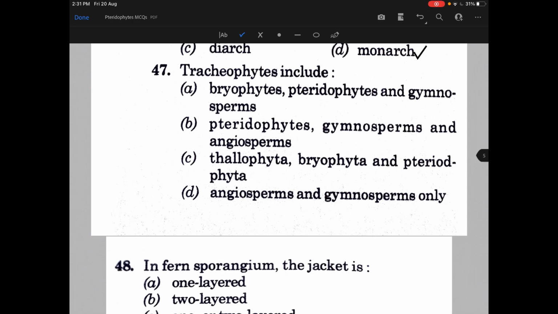Tracheophytes include dash. The answer is B, that is Pteridophytes, Gymnosperms and Angiosperms.